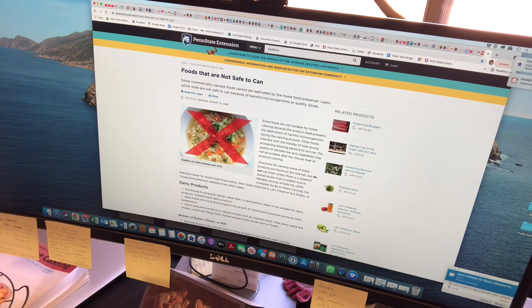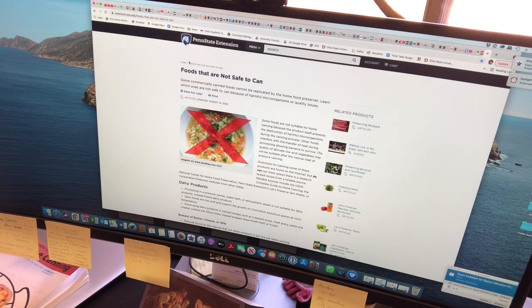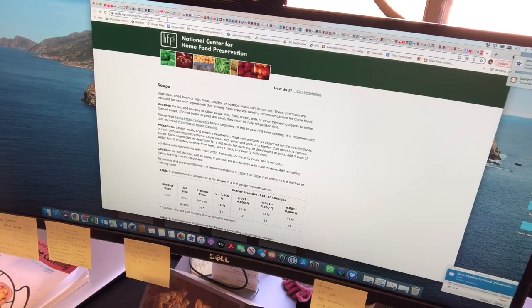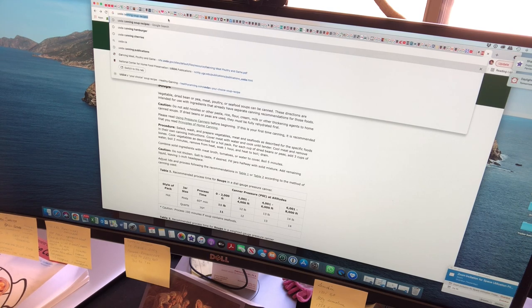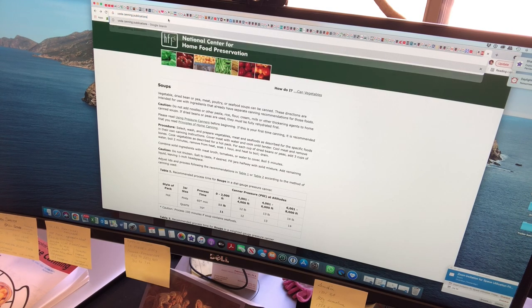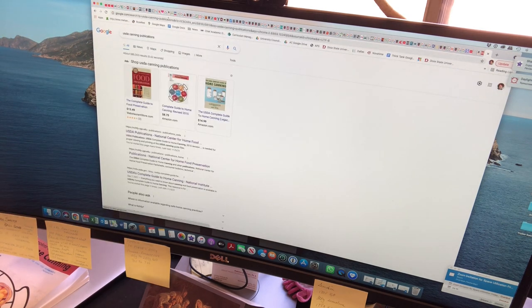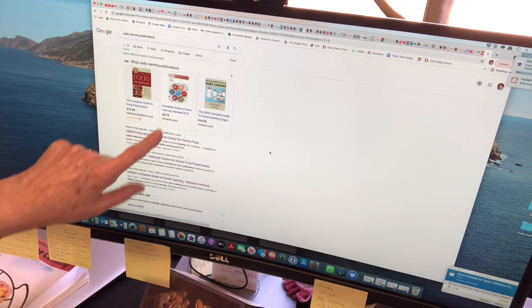So this is how you can quickly find out what the safe foods are to can and what the ones are not to can. One more thing I would like to show you. Let's go to USDA canning publications. So I've typed USDA canning publications right there. So let's go. All right, so it gives me the very book that I've been using.